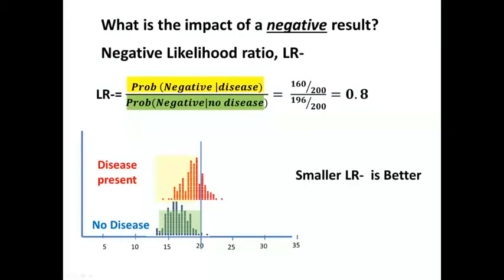There's also a thing called a negative likelihood ratio. So if you have a negative result, we can apply this. So the probability of a negative result, given that you have disease, over the probability of a negative result, given that you don't have disease. And that's shown here. So in the upper one, we have quite a few people to the left that would have a negative result given that they're diseased, but almost everybody that doesn't have disease is to the left of the threshold. So that makes it below 1, and for a negative likelihood ratio, smaller is better.